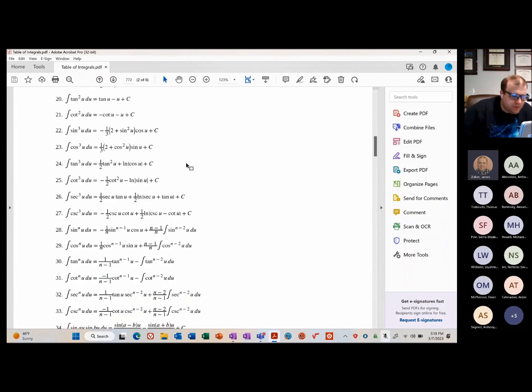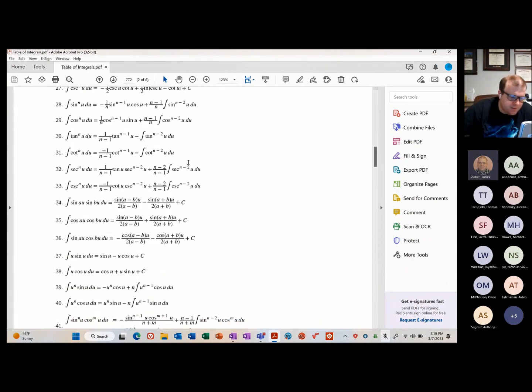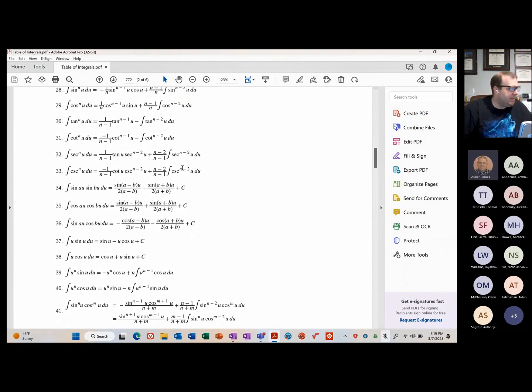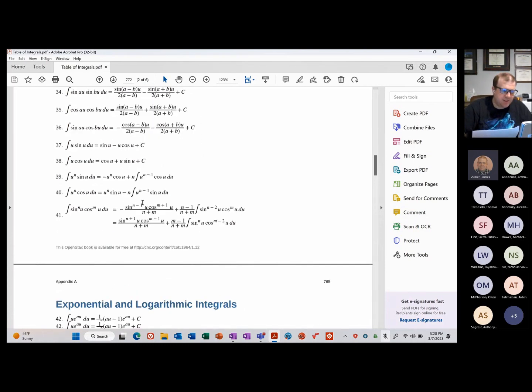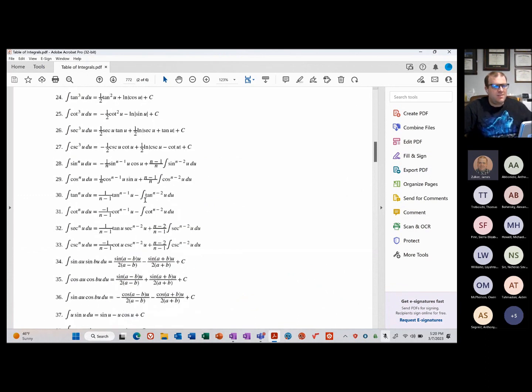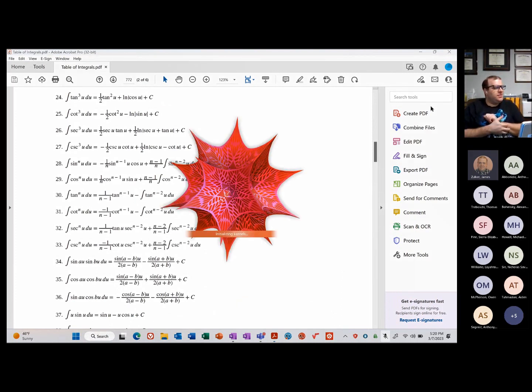Okay, so here's the trig integrals. No, it doesn't look like there is. So I'm going to load up Mathematica.